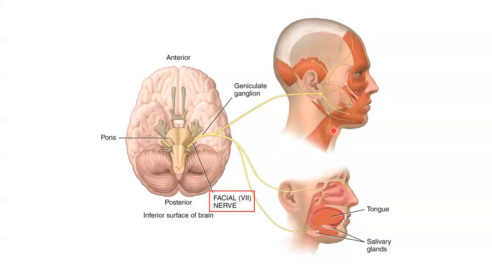Damage to the facial nerve is actually what causes Bell's palsy, which is a condition where you get paralysis in some of the face. So you can get a loss of taste, decreased salivation, and a loss of the ability to close your eye even when you're asleep.